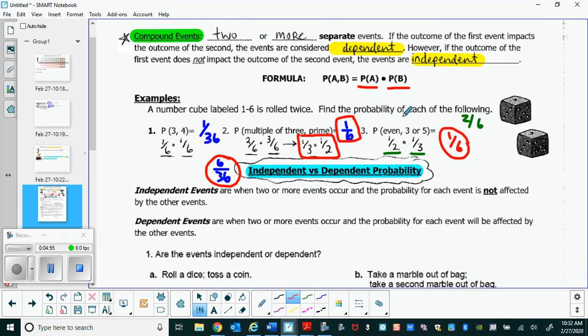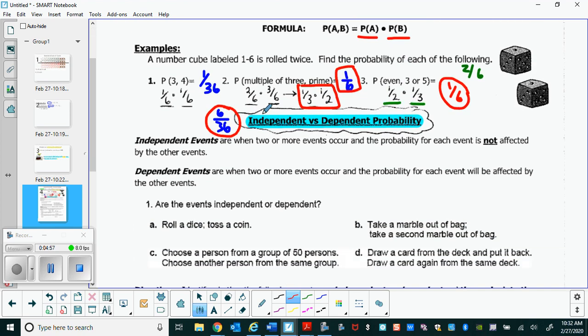Now the next part of this video is us going to be exploring whether or not they're independent of each other or dependent on each other. Friendly reminder, if one of them is not impacted by the other, it's independent. And if one of them is impacted by the other, it would be dependent. All right, so let's explore.